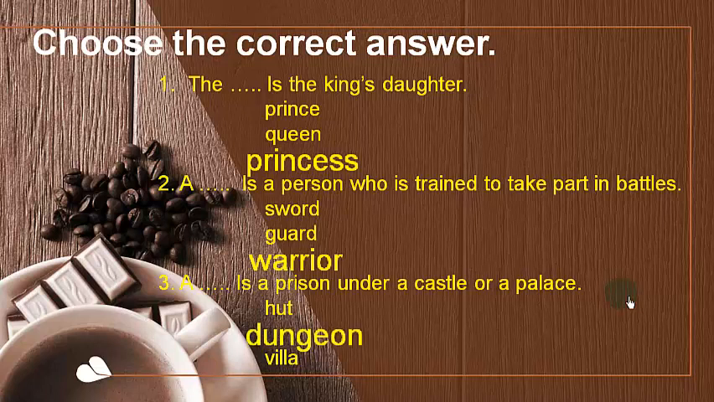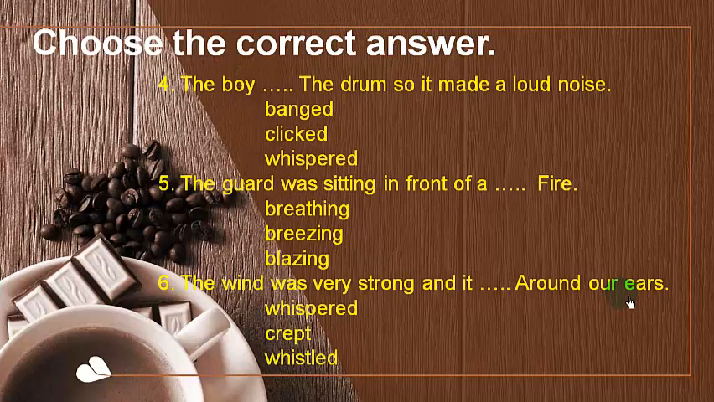Number 3, a what is a prison under a castle or a palace. Of course, it's not a villa, not a hut, it's a dungeon. A dungeon is like a small prison under a big structure like a castle or a palace or a mansion. Good? Wonderful. Number 4, the boy what the drum, so it made a loud noise. So to go like boom, banging on a drum, banging on the table, banging on the desk. So the boy banged the drum, so it made a loud noise.